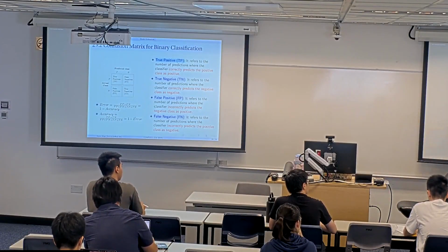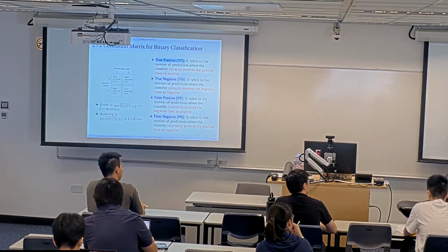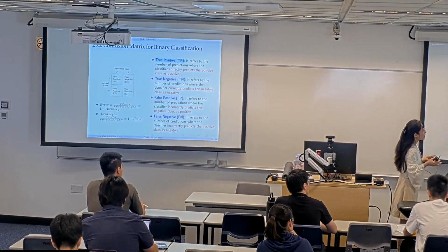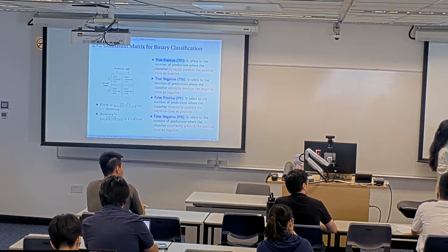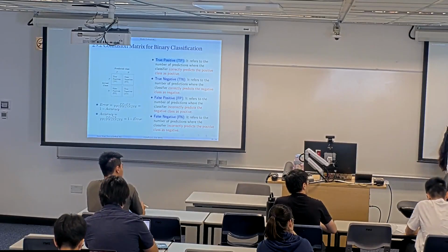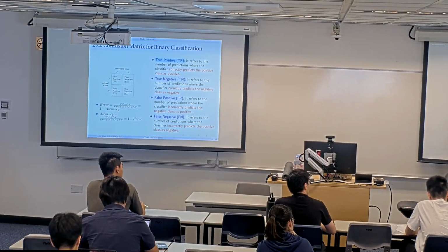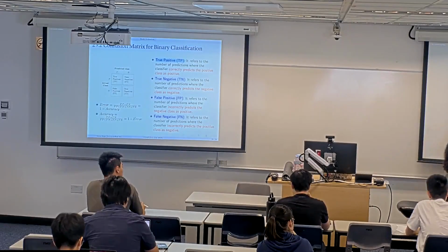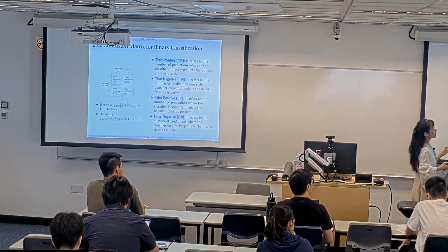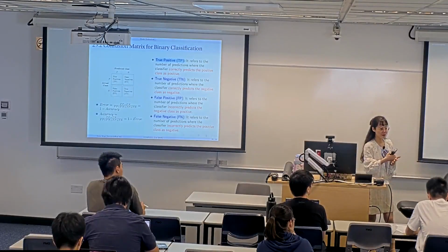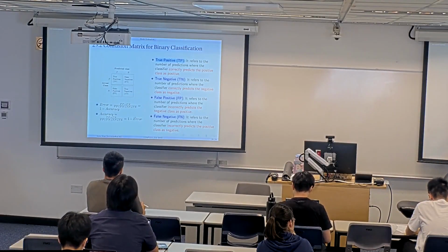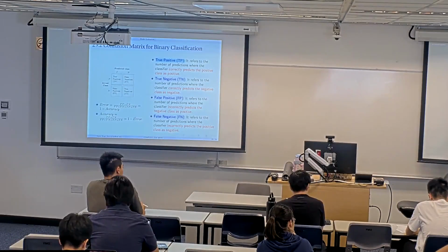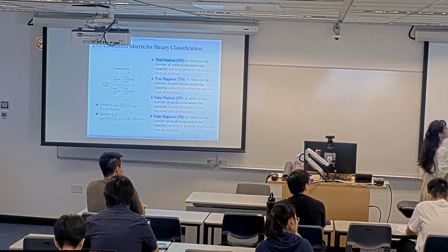Then similarly, we have true negative, which lies in this entry. True negative means that the classifier correctly predicts the negative class as negative, because for this entry, the actual class is negative and the predicted class is negative. Note that true positive and true negative make up this main diagonal. If you add the two numbers up, that's the total number of correct predictions, right? That's either correctly predicted as positive or correctly predicted as negative. So this main diagonal represents all the correct predictions.